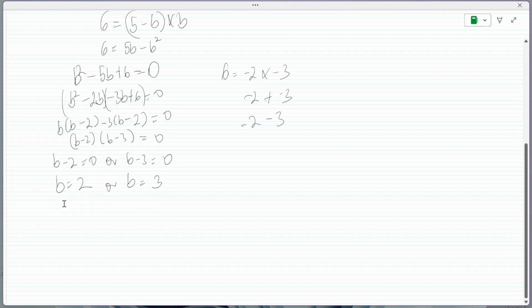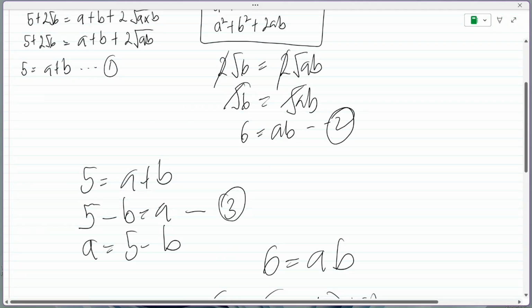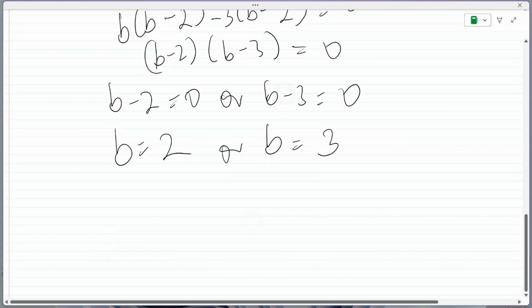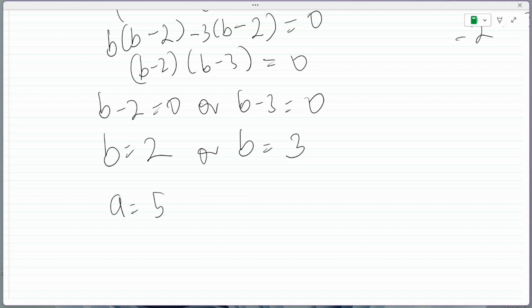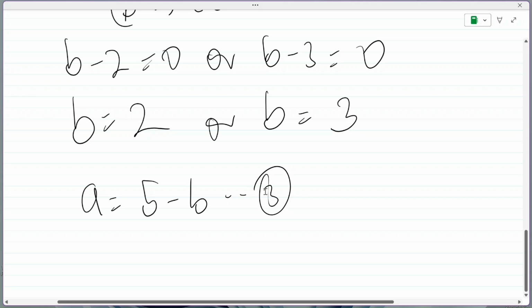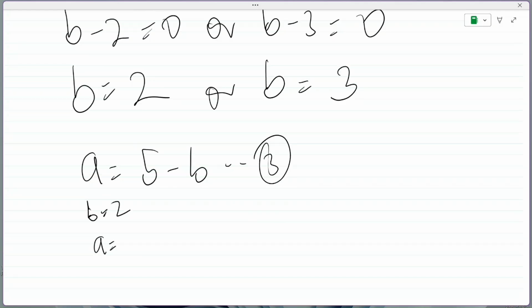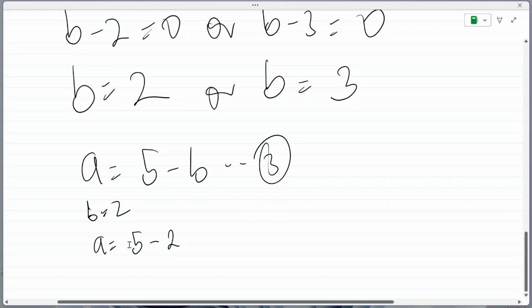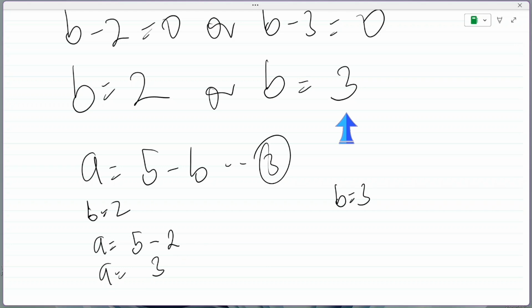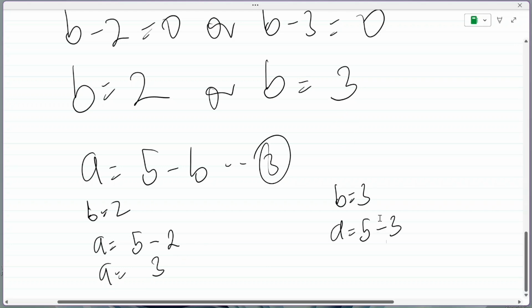Since we now have values for our b, we can use these values for b to find the values for a. We can use either equation 1, equation 2, or equation 3. I prefer using equation 3, where we have a equals 5 minus b. So with equation 3, noting that b is 2 and 3, we find the two values for our a. For the first value, when b is 2, a equals 5 minus 2, that's 3. And for where b equals 3, a equals 5 minus 3, that's 2.